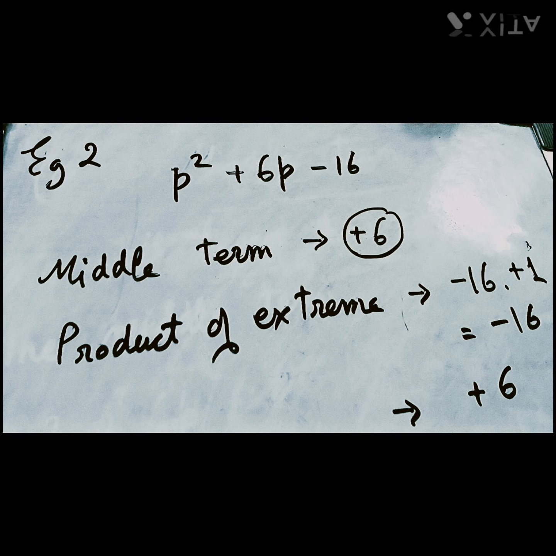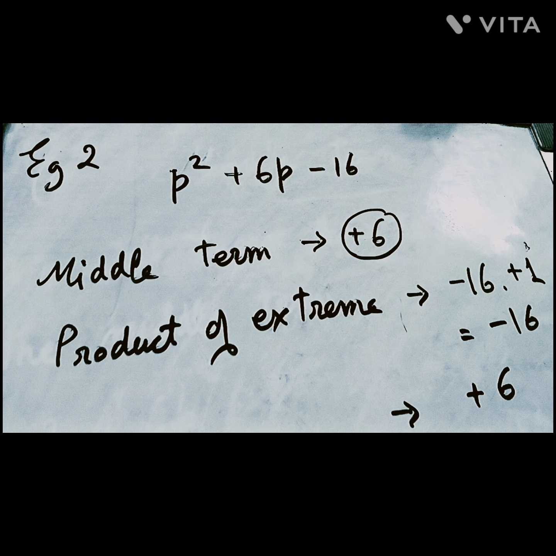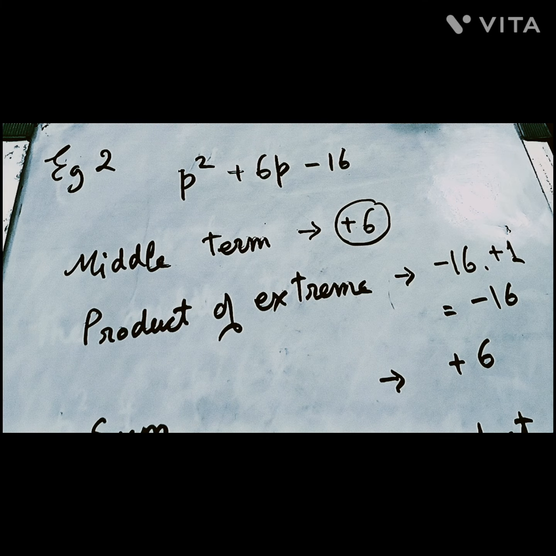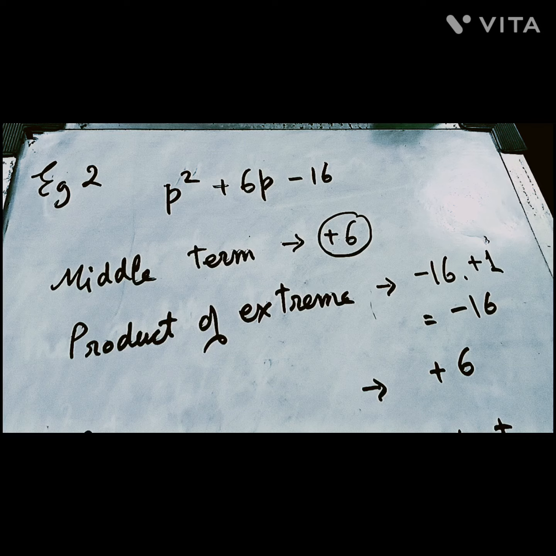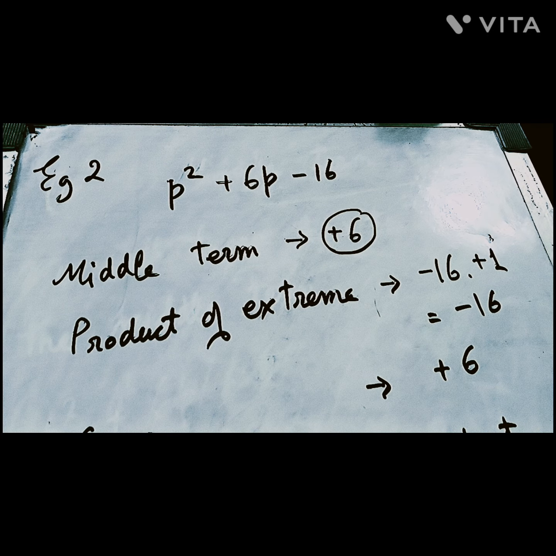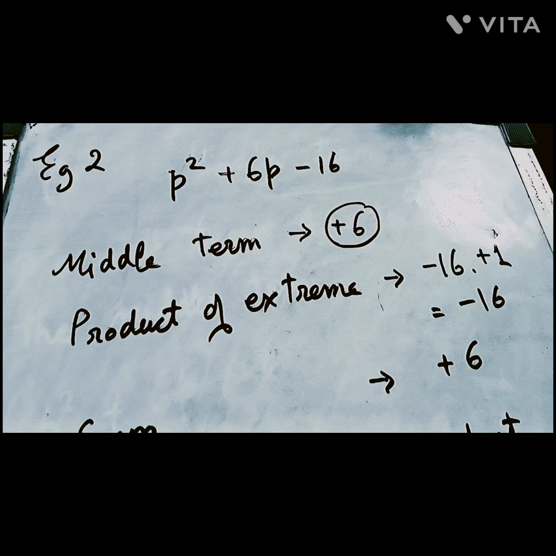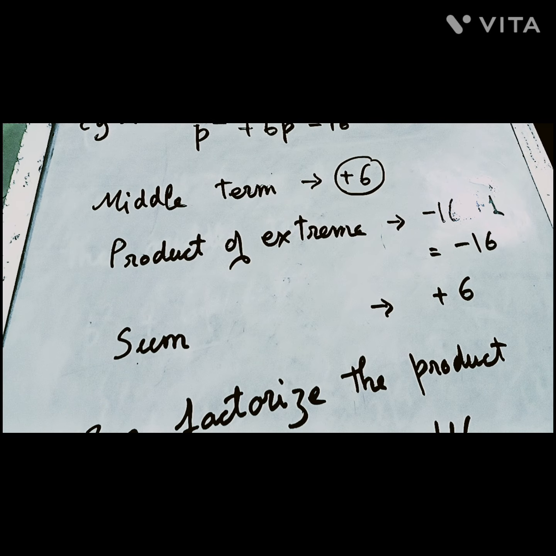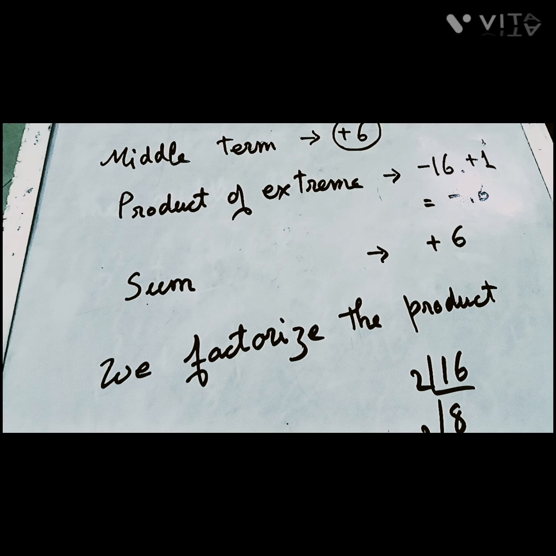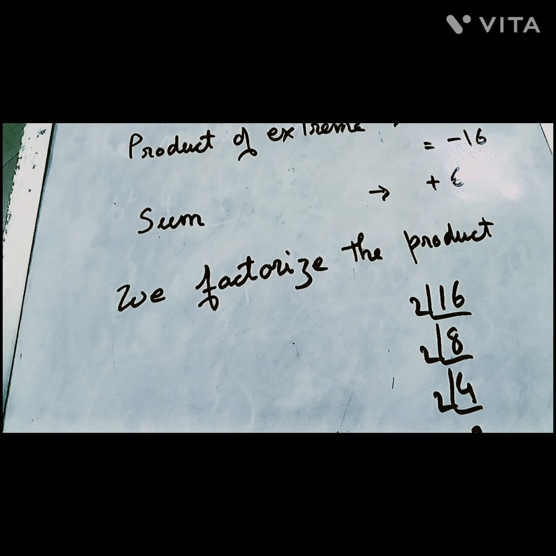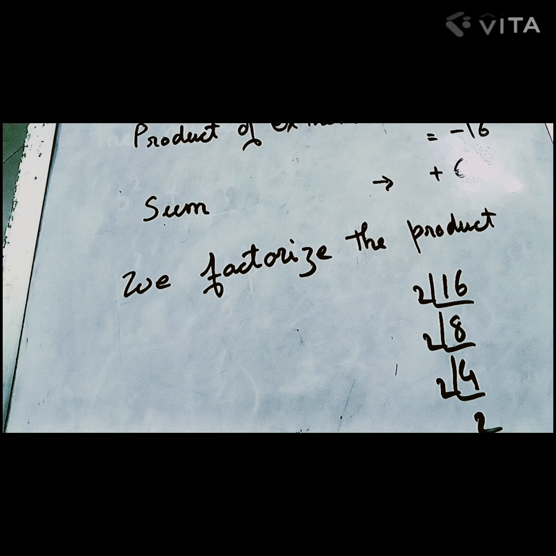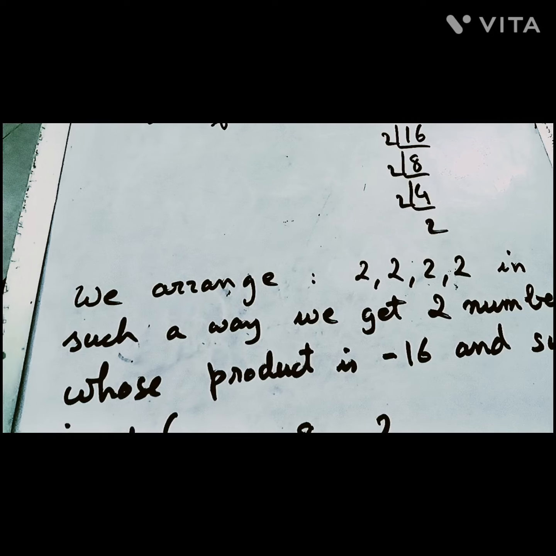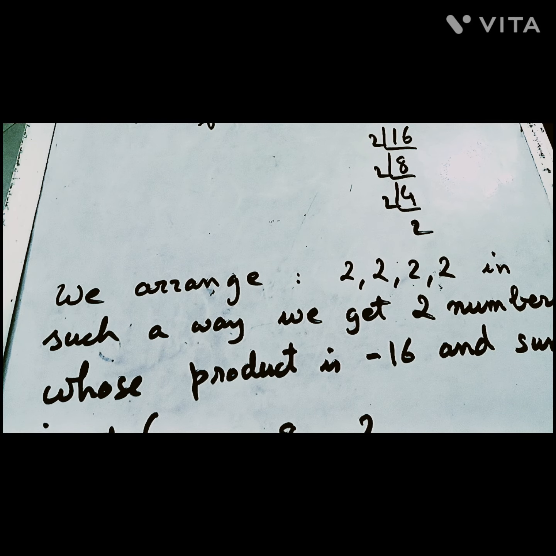So example number 2 says p square plus 6p minus 16. Okay, very good. Now, the middle term is plus 6. The product of the extremes is plus 1 and minus 16, so minus 16 is the product. And what is the sum? Sum is the middle term, that is plus 6. So next step is we factorize the product. So 16 is factorized as 2, 2, 2 and 2. 2 8s are 16, 2 4s are 8, 2 2s are 4. So we have got four 2's. Now we arrange four 2's in such a way that we get two numbers.